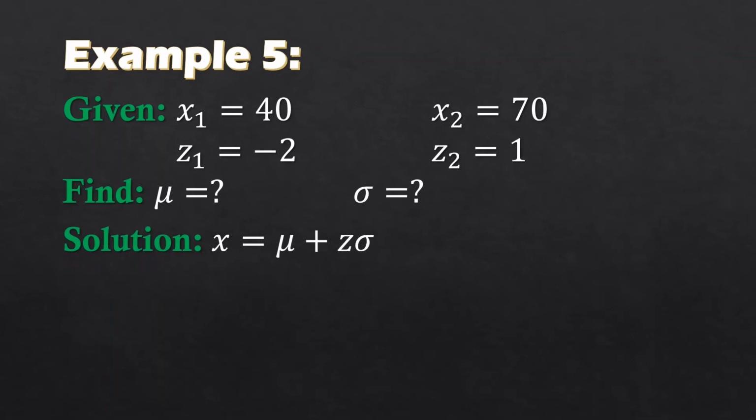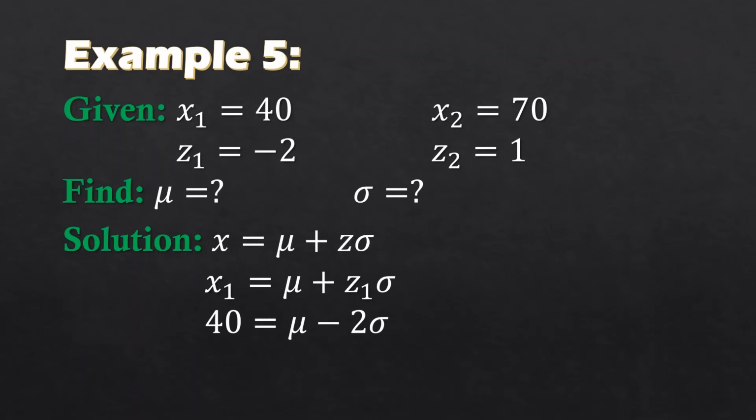So again, our solution here: since we are going to find the mean and standard deviation, we can use the formula wherein we can get the x. In here, we'll be having two equations, a linear system. So let's substitute our x sub 1 with its corresponding z sub 1.